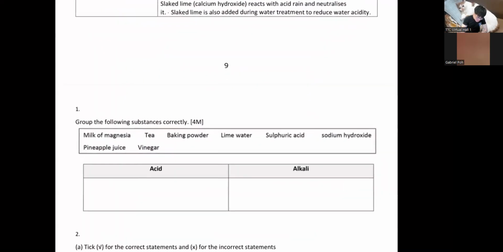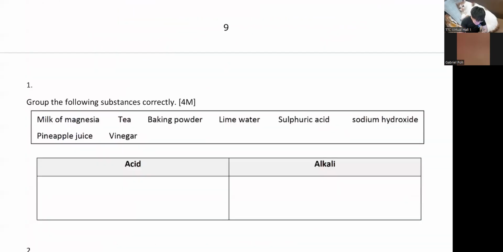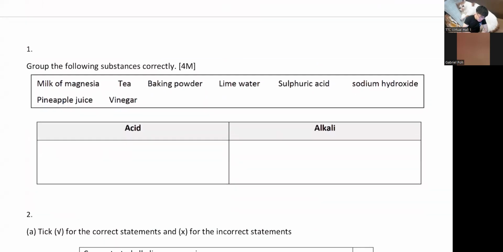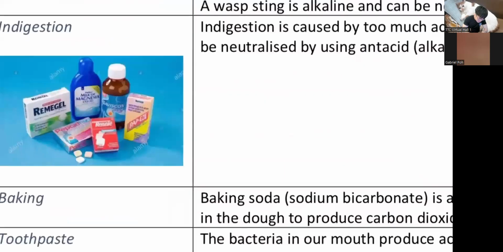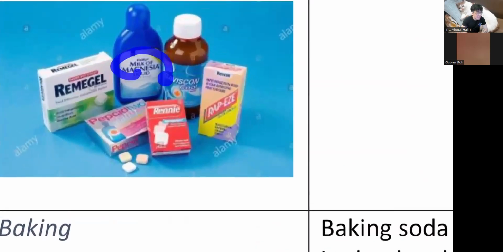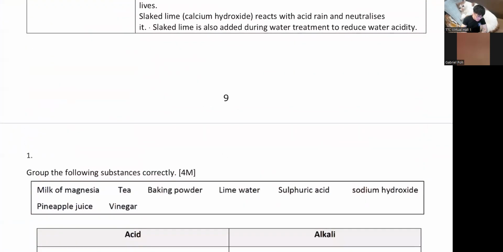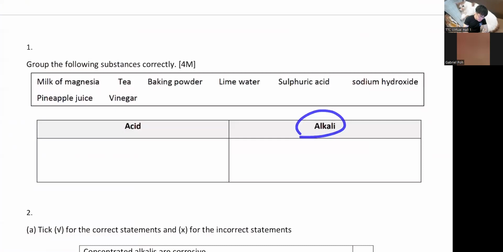So next, number 1, let's do our exercise. Group the following substances correctly. So we have milk of magnesia. What is this? This is actually an antacid. Can you see? Some medicine, they call it milk of magnesia. So that's your alkaline because you use it to neutralize your stomach. Okay, milk of magnesia.